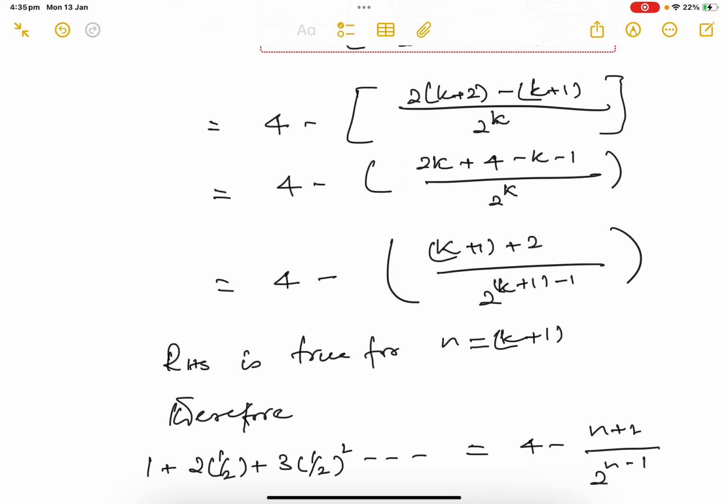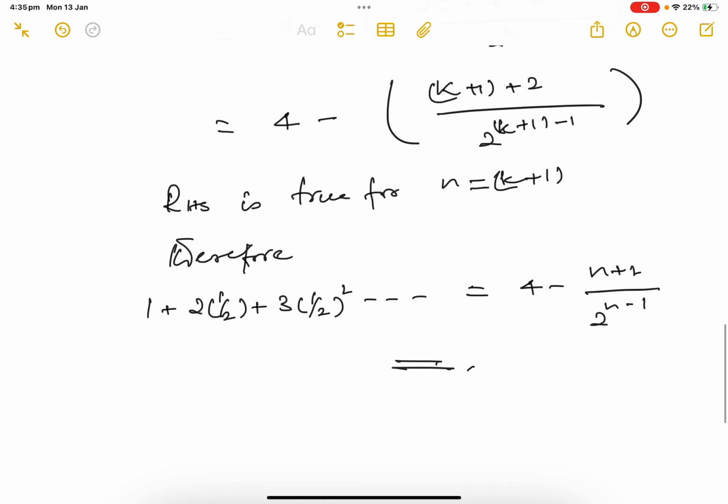Now if you look at that, we have proved that the sum of the series up to k plus 1 is 4 minus (k plus 1 plus 2) divided by 2 to the power of k plus 1 minus 1. So the right hand side is true for n equals k plus 1. Therefore, the series up to n equals 4 minus (n plus 2) over 2 to the power of n minus 1.